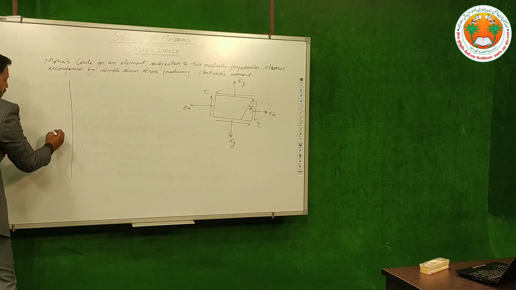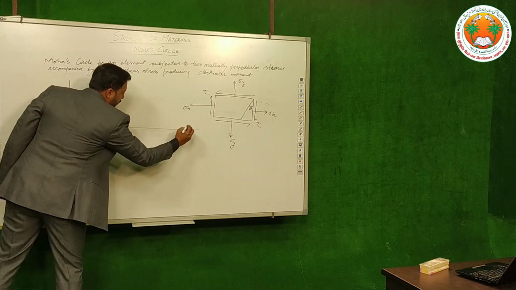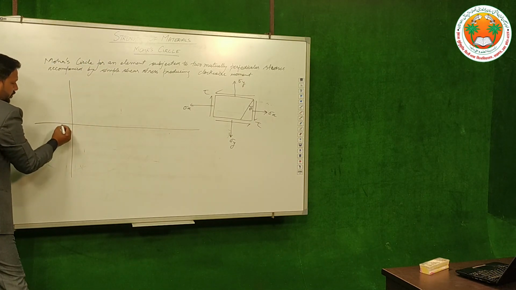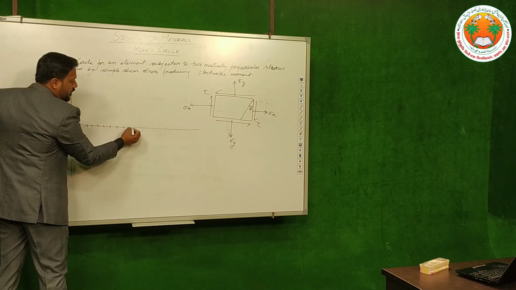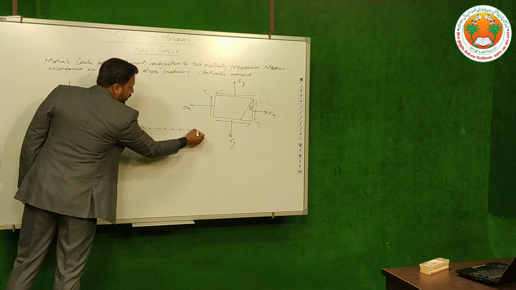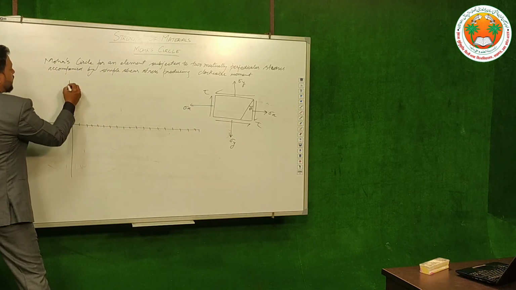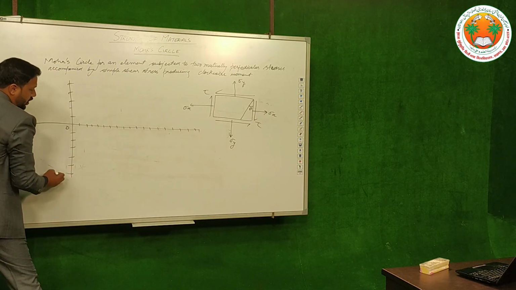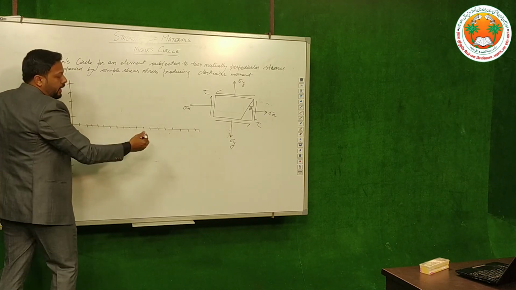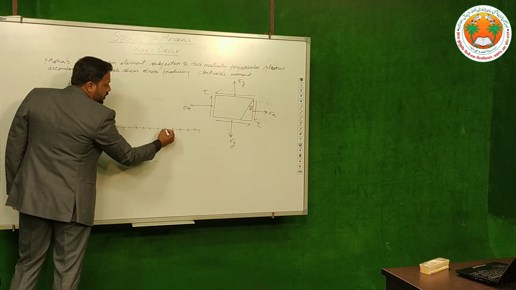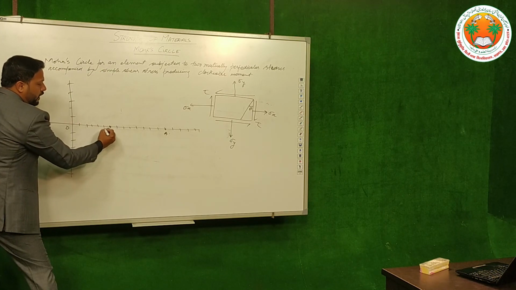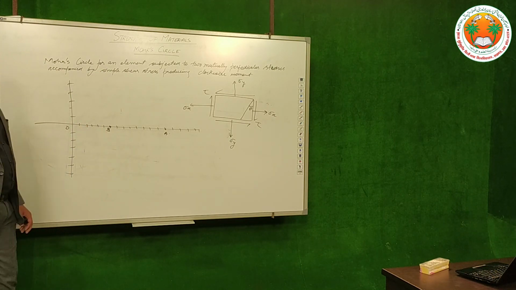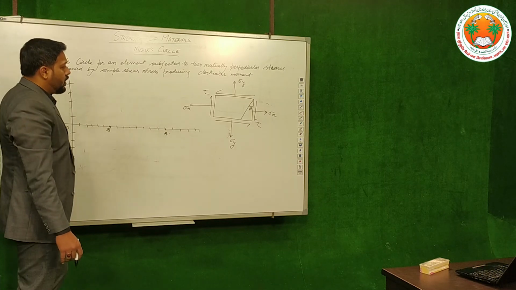First of all, we will draw the x and y axis. We will mark the origin. We will scale the x and y axis accordingly as per the requirement. With OA, we will point out the value of sigma x. With OB, we will point out the value of sigma y, as we have done in the previous cases.